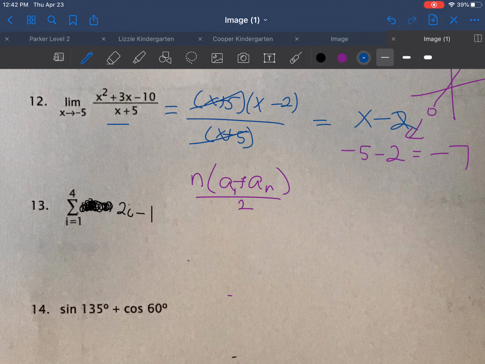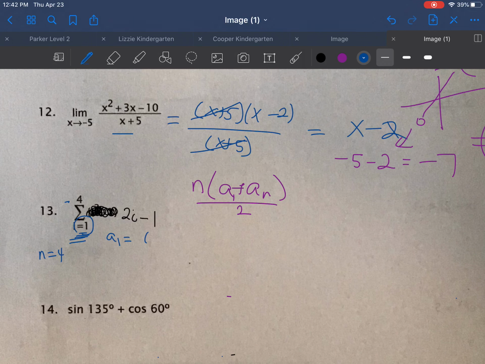Okay, so our N is the number of terms. We have 1, 2, 3, 4, because we go from 1 to 4. So my N is 4 terms. My A sub 1 is if we plug in our first number, which is here, 1, 2 times 1 minus 1 is 1. A sub n would be our A of 4 because that's our final term. 2 times 4 minus 1 equals 8 minus 1 is 7.